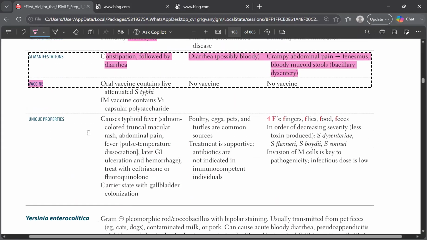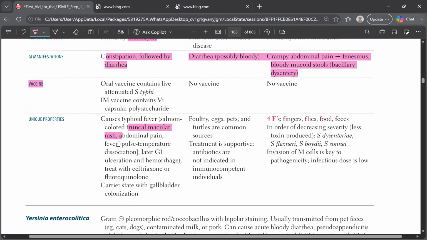The unique properties of Salmonella typhi is that it causes typhoid fever, salmon-colored truncal macular rash, abdominal pain, fever, pulse-temperature dissociation, later GI ulceration and hemorrhage, treat with ceftriaxone or fluoroquinolone, and carrier state with gallbladder colonization. Okay, so a lot of important stuff.